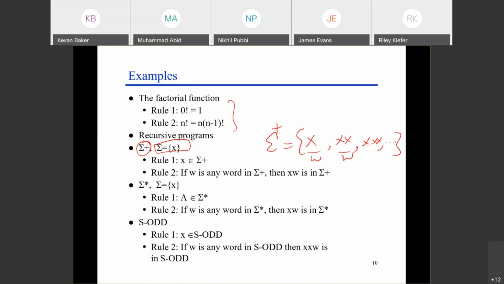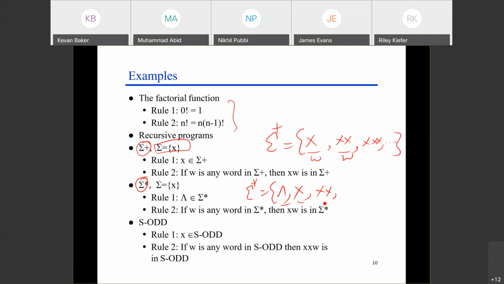If you are interested in writing the recursive definition for the Kleene star, then summation Kleene star follows rule 1: lambda is in the Kleene star, and if w is any word in the Kleene star, then xw is in the Kleene star. We only have lambda here, so multiplying x with lambda gives x, and multiplying x again with this x gives xx. So now this is my w.